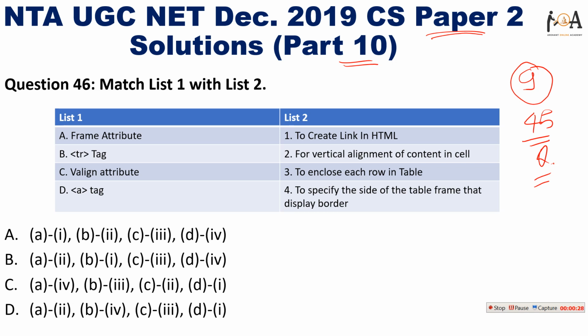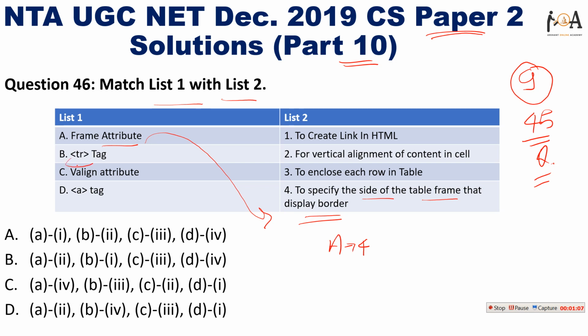So here is question number 46, and let's solve it. Match list 1 with list 2. Two lists are given to us and we need to match the elements of list 1 with elements of list 2. The first element of list 1 is the frame attribute, and we have to match it with list 2. The frame attribute is used in HTML for specifying the side of the table frame that displays the border. So A will be matched with fourth one.